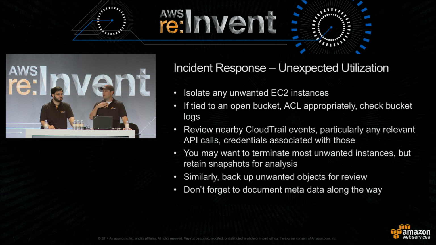If we're talking about resources such as more objects in a bucket than you expected, or maybe more people downloading an object that you didn't expect was public, if we're talking about objects tied to an open bucket, you'll want to ACL those appropriately and make sure that you check any of the bucket logs associated with that. You also want to review nearby CloudTrail events, particularly any relevant API calls and the credentials associated with this particular issue. So if we're looking at the CloudTrail events and we see AWS key IDs, we want to investigate all of those key IDs, understand who they belong to, and what the scope of those credentials are as well.